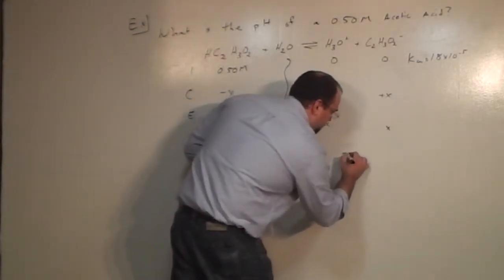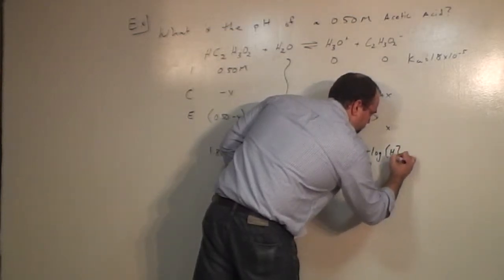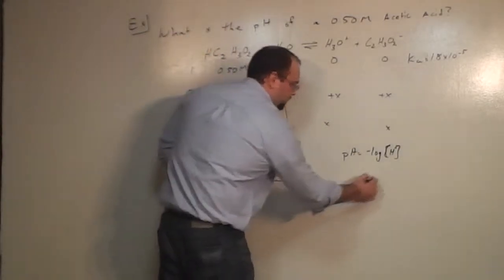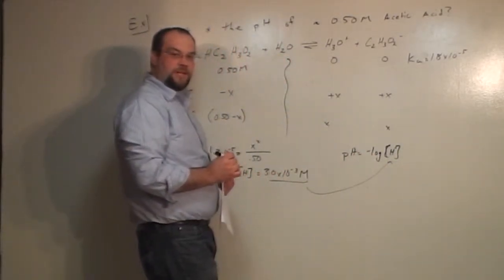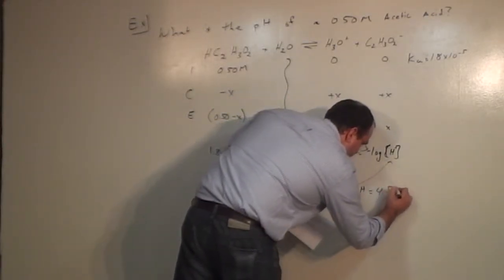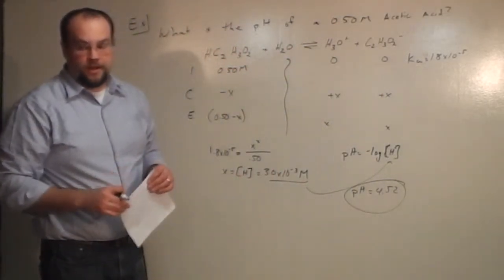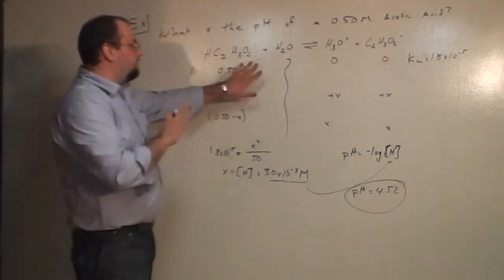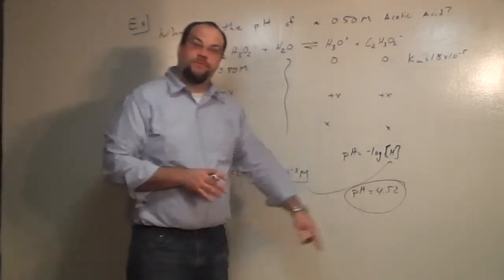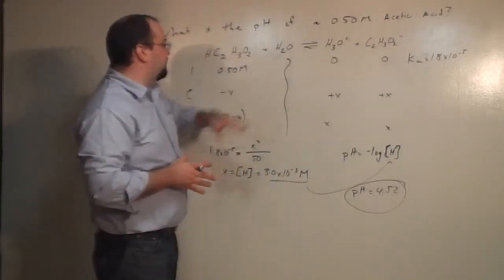Well, I know that pH equals the negative log of my hydrogen concentration. I have my hydrogen concentration right here. I can just plug that in and solve on my calculator. And I'm going to get that pH equals 4.52. That is our answer. Okay, so Ka and Kb would be the exact same thing. Of course, you'd have to subtract it from 14 because you'd be finding the pOH in this case. But a weak base is the same.